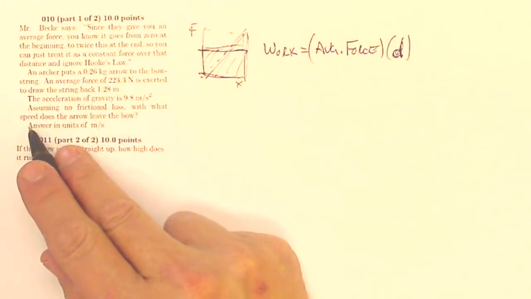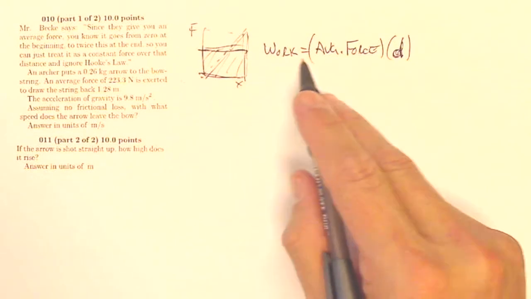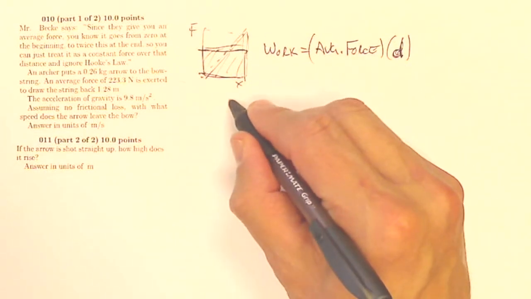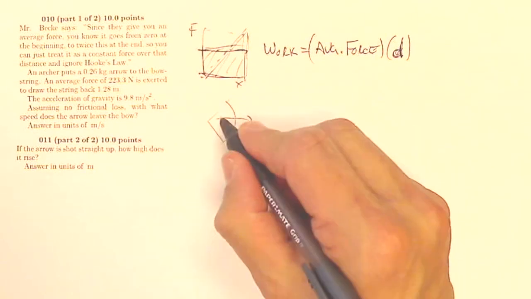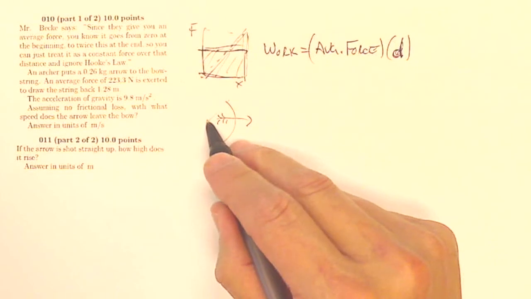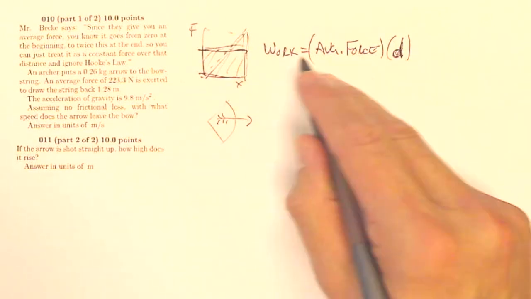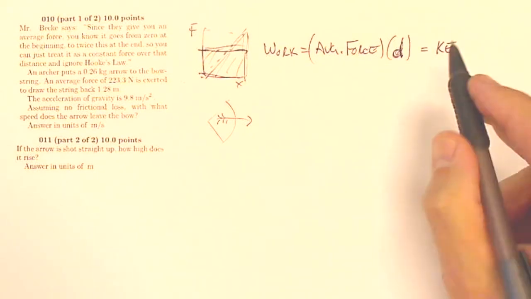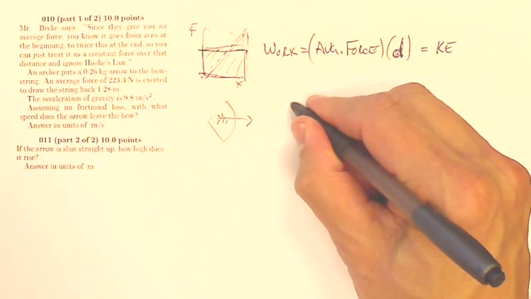So with what speed does the arrow leave the bow? So now I know that I did this much work, and when it releases, then this bow is going to send that arrow flying out this way, and that arrow will have all the energy that used to be stored in the spring, stored in the bow. So if this is how much work I did, that is going to equal how much kinetic energy the arrow has.